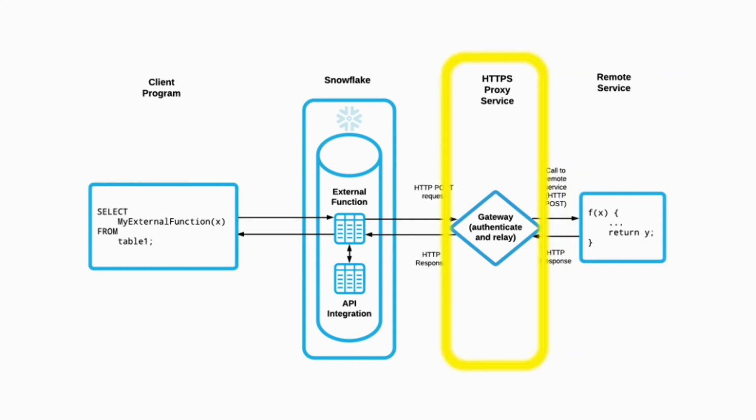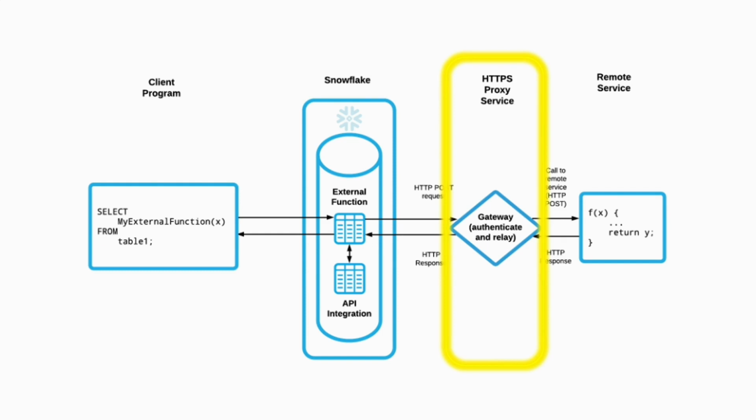Next, you will need to configure a gateway endpoint in your cloud provider to receive the HTTP requests and responses required by Snowflake for external functions. This layer is also where you implement authentication to ensure that only valid requests from your Snowflake instance are processed.